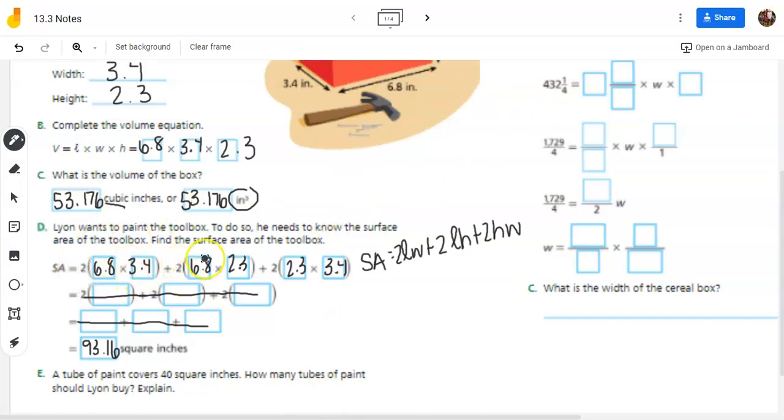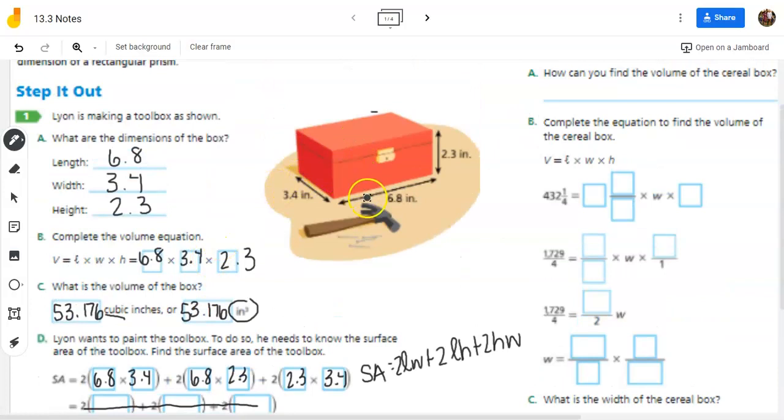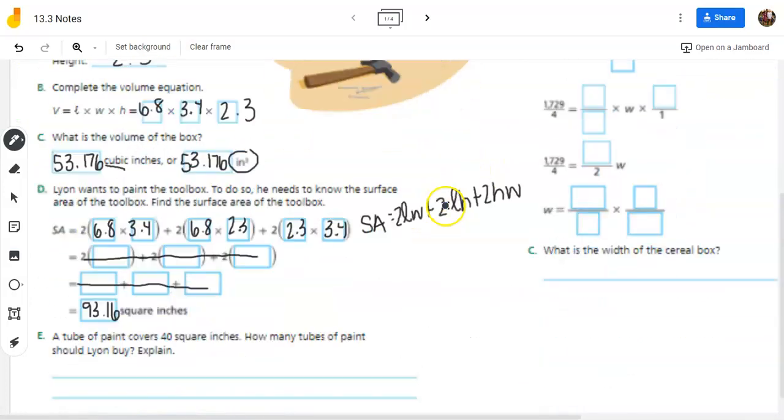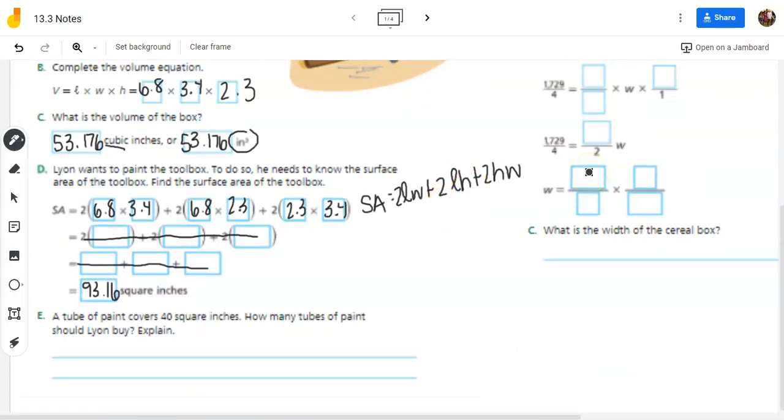The reason we had to multiply each of them by 2 is because there's a top and a bottom. There's a side here, there's a side here, there's a side here, and there's a side on the back. So a tube of paint covers 40 square inches. How many tubes of paint should Lion buy? So 93. We would have to buy 3 tubes because if I would only buy 1, I could cover 40. If I bought 2, it would be 80, but 3 will cover 120.